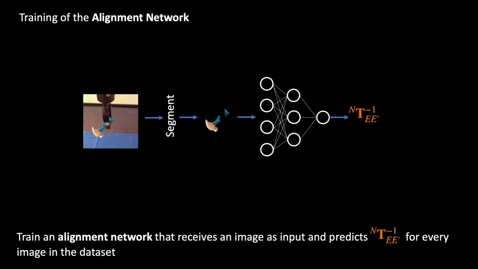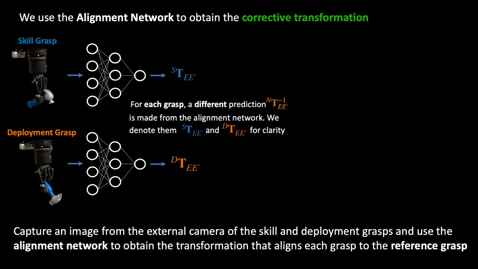In practice, we leverage that data, segment each image, and train an alignment network that takes in the segmented objects and predicts the inverse transformation NTEE prime. Then, to adapt a skill to a novel grasp, first, we move the robot to the reference pose and capture an image of the skill grasp used to define the skill's trajectory. We use the alignment network to obtain the transformation that aligns the skill grasp to the reference grasp.